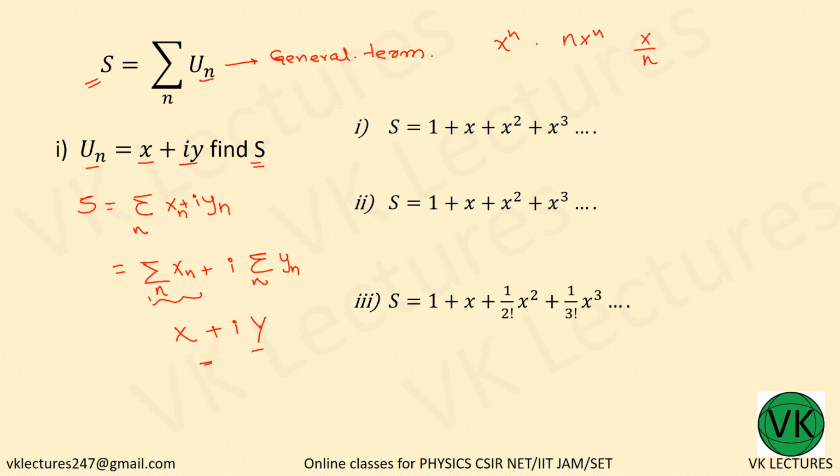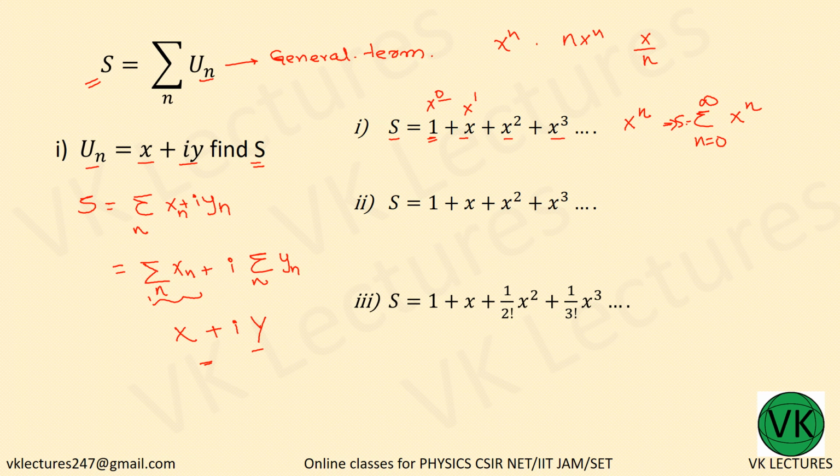Now coming to one example, here S is given as 1, x, x square, x to the power 3. So this is of the form x to the power n, where the first term is x to the power 0, second term x to the power 1, etc. Then you can write the sum: S is equal to the sum over n starting from 0 going to infinity of x to the power n.